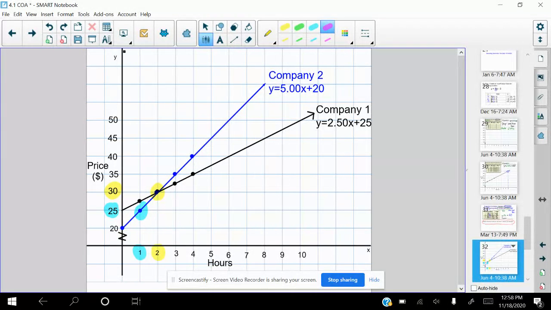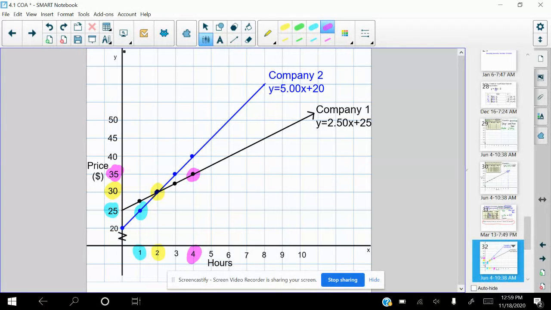What if you were asked to see if you wanted to rent for 4 hours? Which company would be the better buy? Well, company 1 would be because it's cheaper than company 2. For 4 hours, it's going to be $35 for company 1, I apologize. For company 2, it would be $40. So it would make more sense, if you're going to be renting for longer than 2 hours, to go with company 1. But if you're going to be renting for less than 2 hours, you would want to go with company 2. So this is how we're going to be able to analyze these real life situations with graphing these linear functions. And soon we're going to be talking about how to graph it in an easier setting.